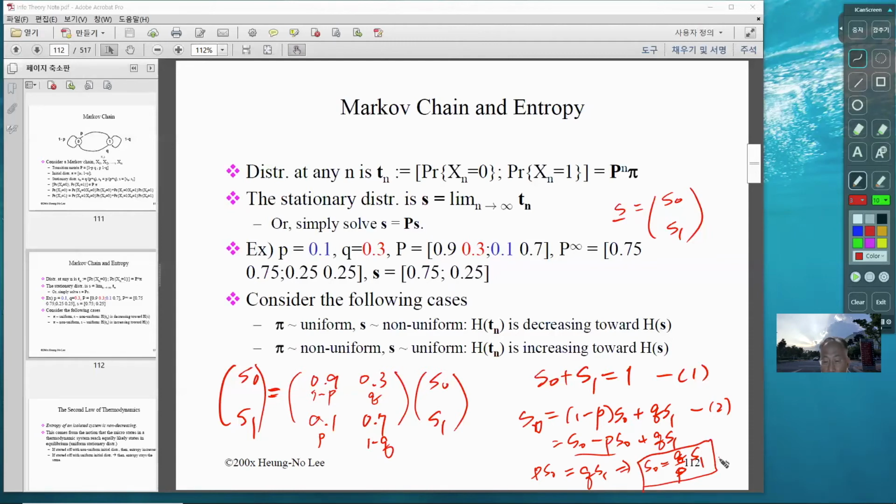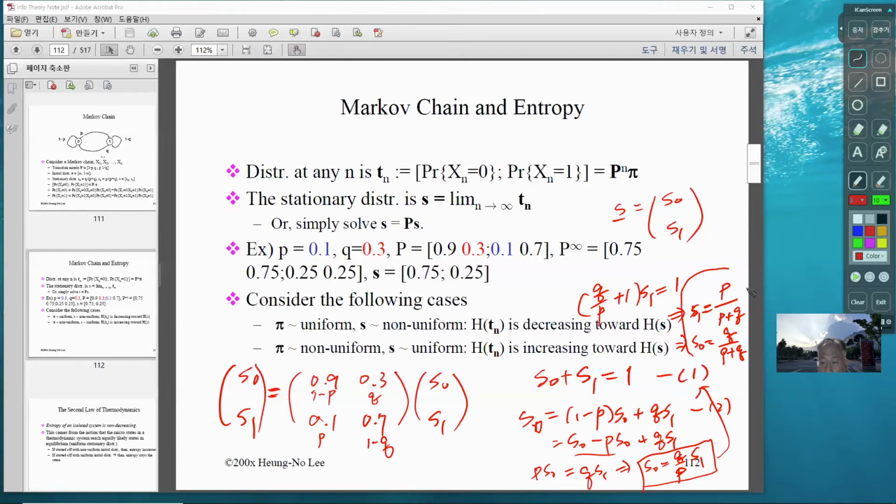Now we put this into equation 1, and then we get Q over P plus 1 times S1 is equal to 1, and then S1 is nothing but 1 over P plus Q, right? So that's that. And utilizing this equation number 1 again, then S0 should be Q over P plus Q.